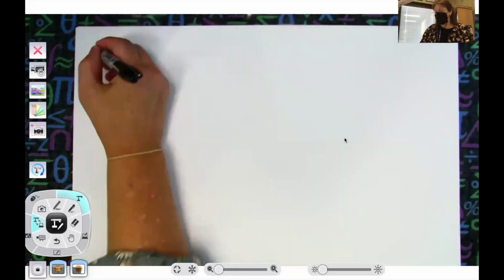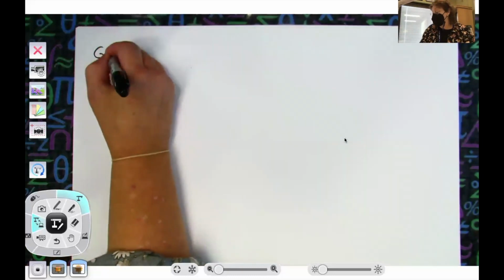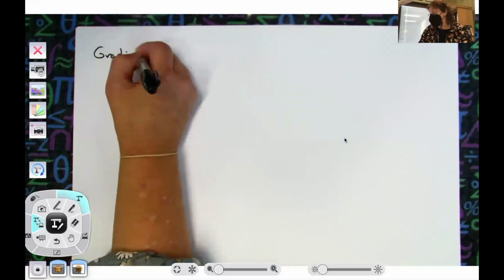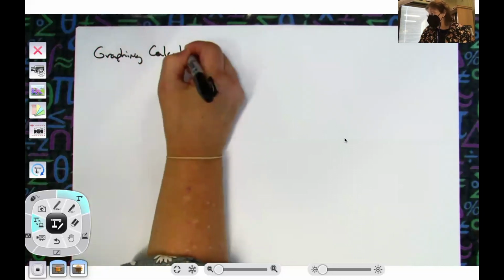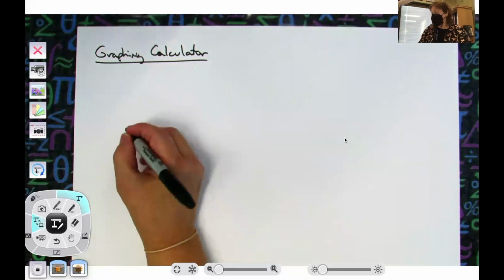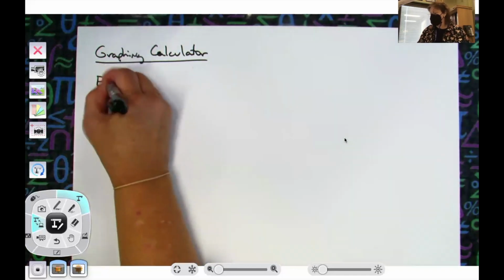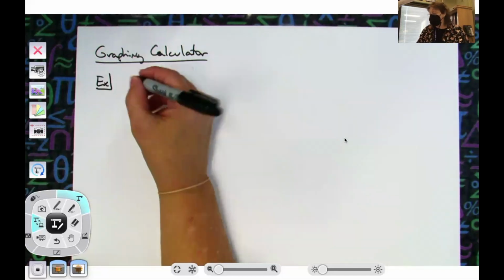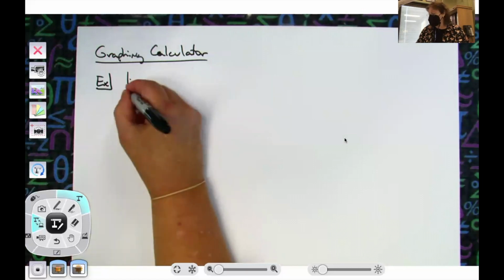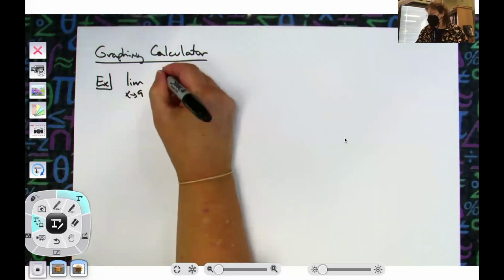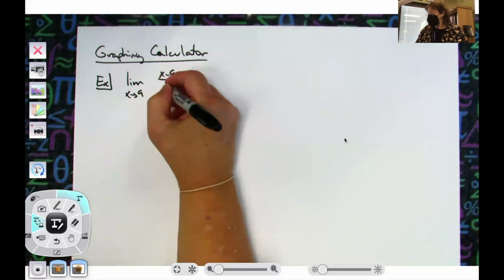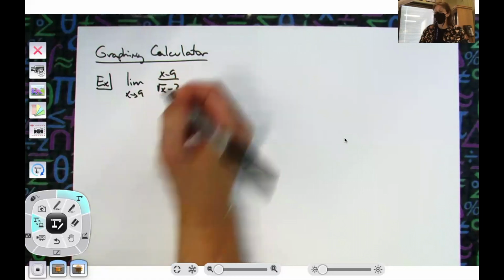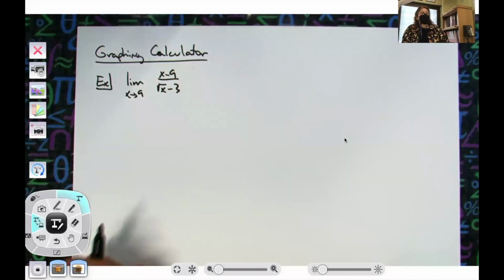I want to make sure that you don't get yourself in trouble. So let's put graphing calculator, because you are going to have to think. I don't know that this is going to come up in anything you do today, but it will come up at some point. Now, let's suppose I did, say, the limit as x approaches 9 of (x minus 9) over (the square root of x minus 3). Like I said, I don't know if they're going to do this to you today or not. We will encounter it at some point in time.